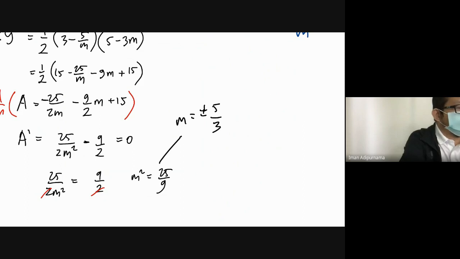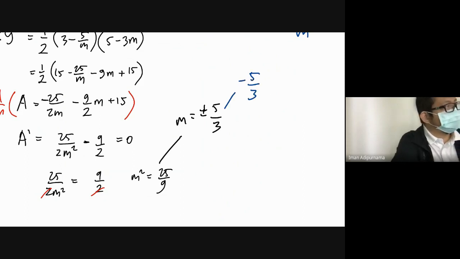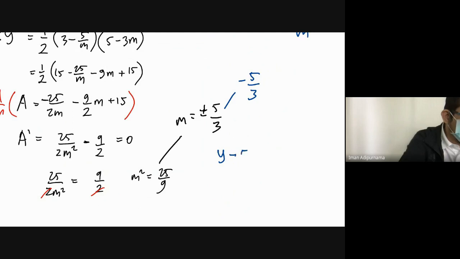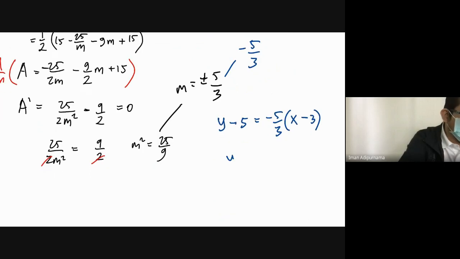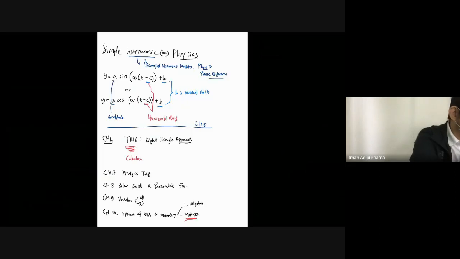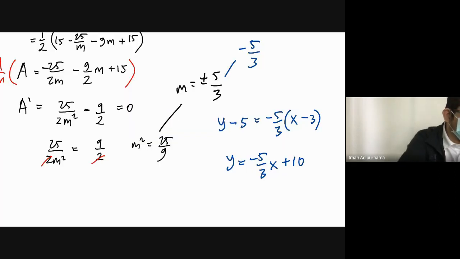Okay. And we need to take the negative, right? So we take the negative because the slope is negative. Okay. And then we can take the equations. Plus 5 plus 5, so this should be plus 10. So this will be the equations.